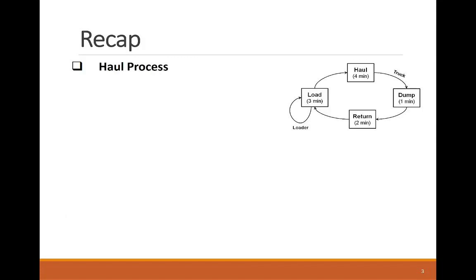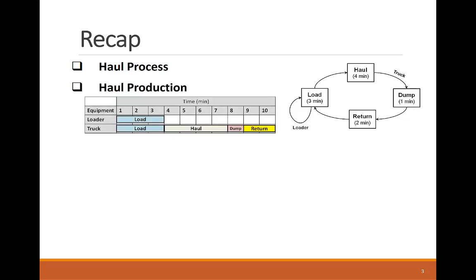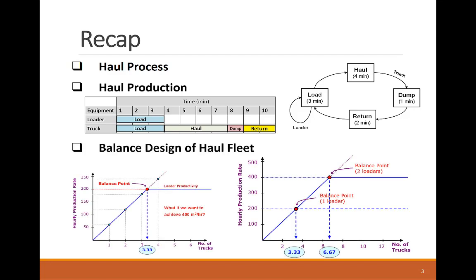As a recap, in the previous lesson we learned about the typical haul process of loading, hauling, dumping, and returning. We learned how to model this operation using the multiple activity chart, which can help in identifying the cycle times, idle times, and calculating the production rate. Finally, we learned about the concept of balancing a crew, by finding the number of trucks required to keep the loader utilized 100% of the time.